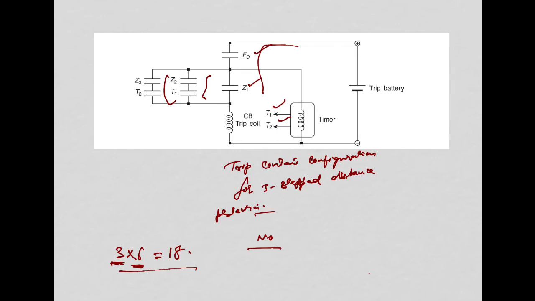Now, one popular idea, which is known as the switched distance scheme, uses only 3 measuring units but switches the input to them with the help of the fault detector, and this actually brings the number of measuring units from 18 to 9.